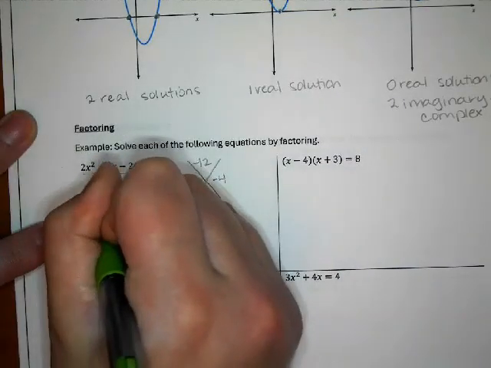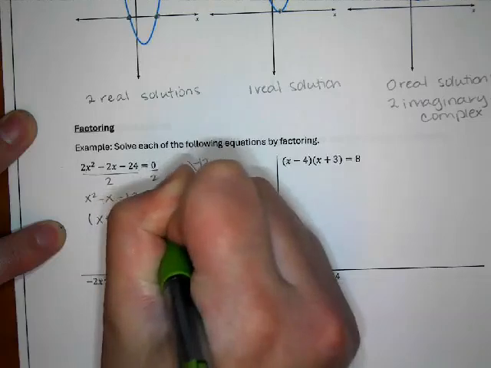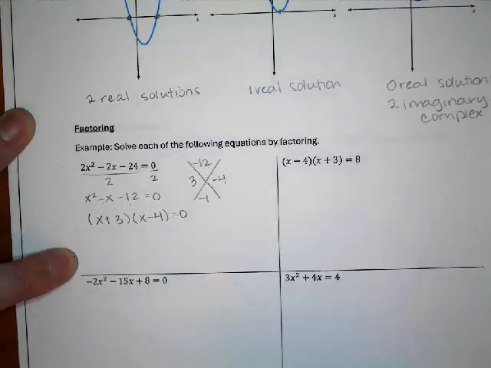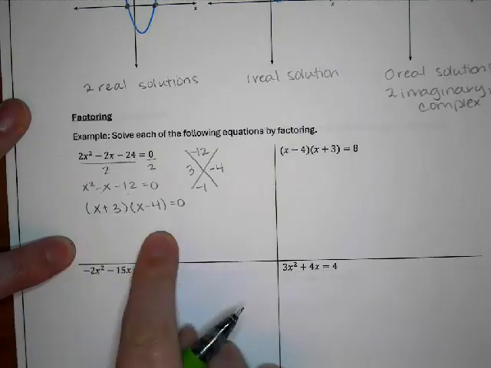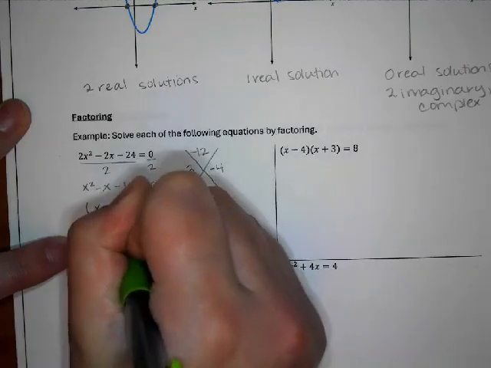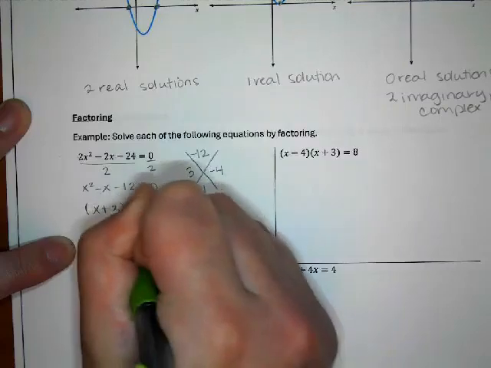So my factors are x plus 3, x minus 4. And then we just know that the opposite of these two factors are the solutions. x equals negative 3, x equals positive 4.